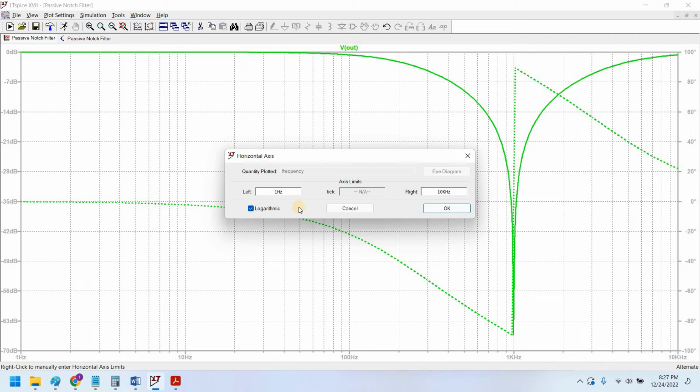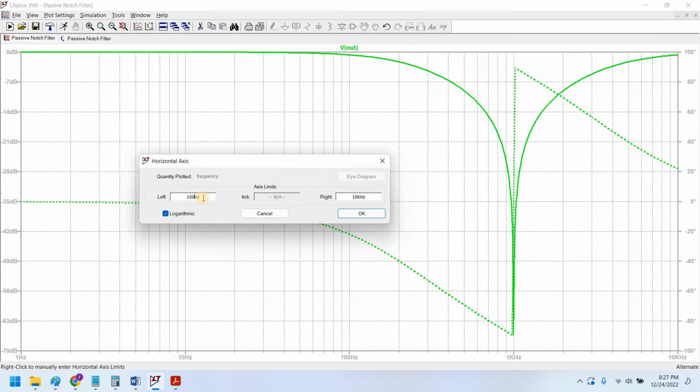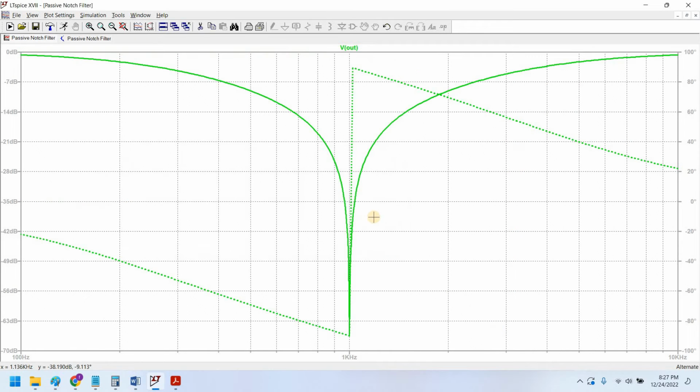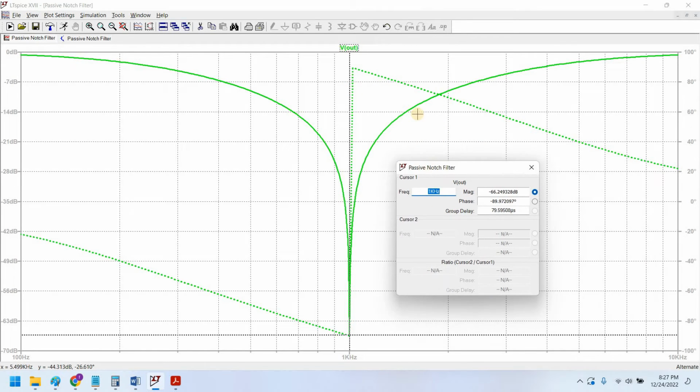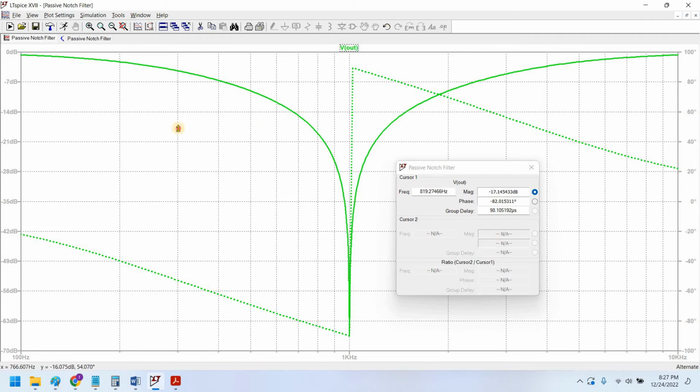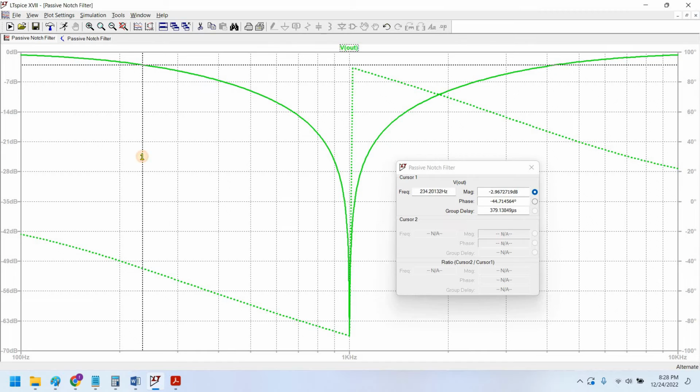Let's make the starting frequency on the left equal to 100 hertz. So we will now see the frequency ranging from 100 hertz to 10 kilohertz instead of from 1 hertz to 10 kilohertz. Now as you can see here, I will place cursor 1 on the minus 3 dB point. This is basically the point where our cutoff is lying. As you can see here, it is 0 dB, and up to minus 3 dB it is, as you can see here, 2.96.